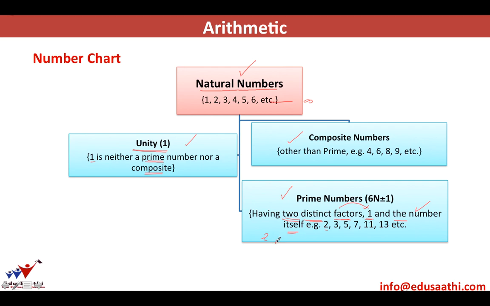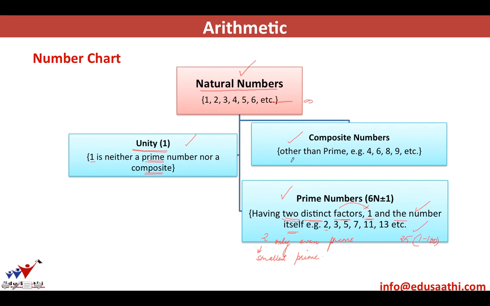2 is the only even prime number. There's no other prime number which is even. And it is the smallest prime number as well. Only even prime number and the smallest prime number that I have. 3 is the smallest odd prime number. There are 25 prime numbers between 1 and 100 that I need to remember.